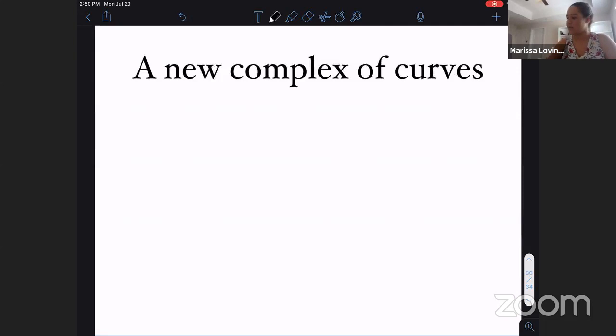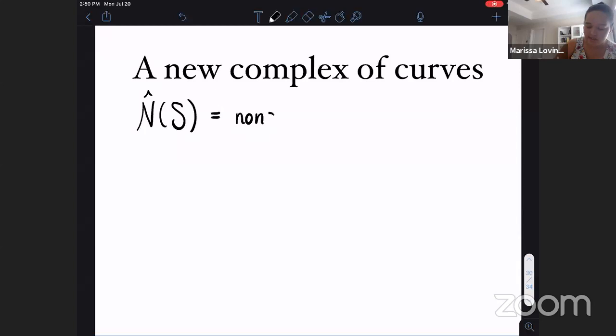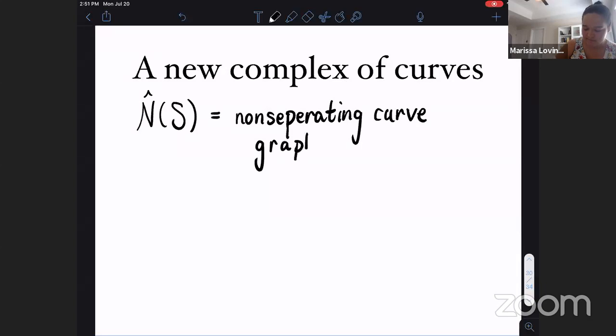So the first thing that I want to introduce is a new complex of curves. This I'm going to denote n hat of S, and this is the non-separating curve graph. Not quite, ish. That's what the hat's for. So what is the ish?